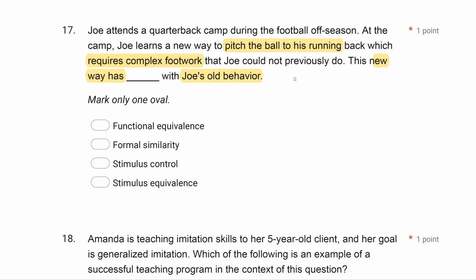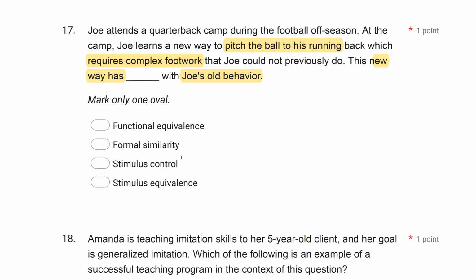So the new way has what with Joe's old behavior? A, functional equivalence. Are they meeting the same purpose? Are they having the same effect on the environment? They are. Both ways are pitching the ball to the running back. So the new way and the old way have functional equivalence. Do they have formal similarity? Well, they don't, because the new way has this complex footwork that Joe wasn't previously doing. So they're not formally similar. They don't look the same.